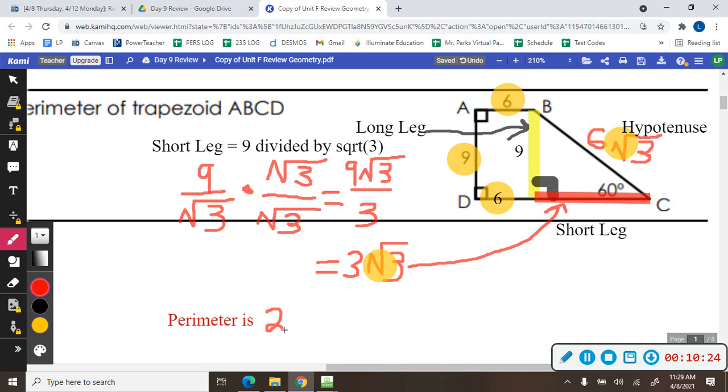You get 21 plus 9 radical 3. That's my perimeter.